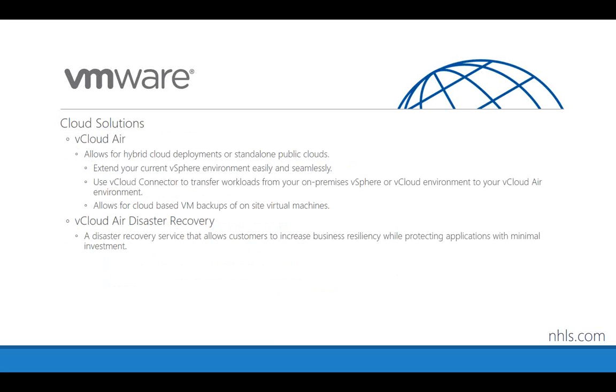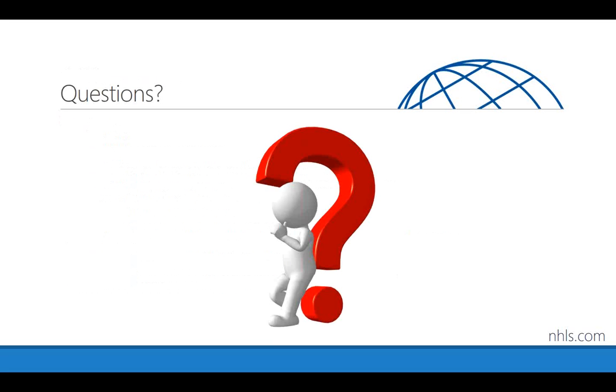Now, cloud solutions, we've got vCloud Air from a VMware perspective. You have a hybrid cloud development, so you can develop on internal stuff. If you wanted to move out to a public cloud, you can have a hybrid cloud and extend your environment. You see a lot of people using it for disaster recovery, being able to back up VMs into the cloud.